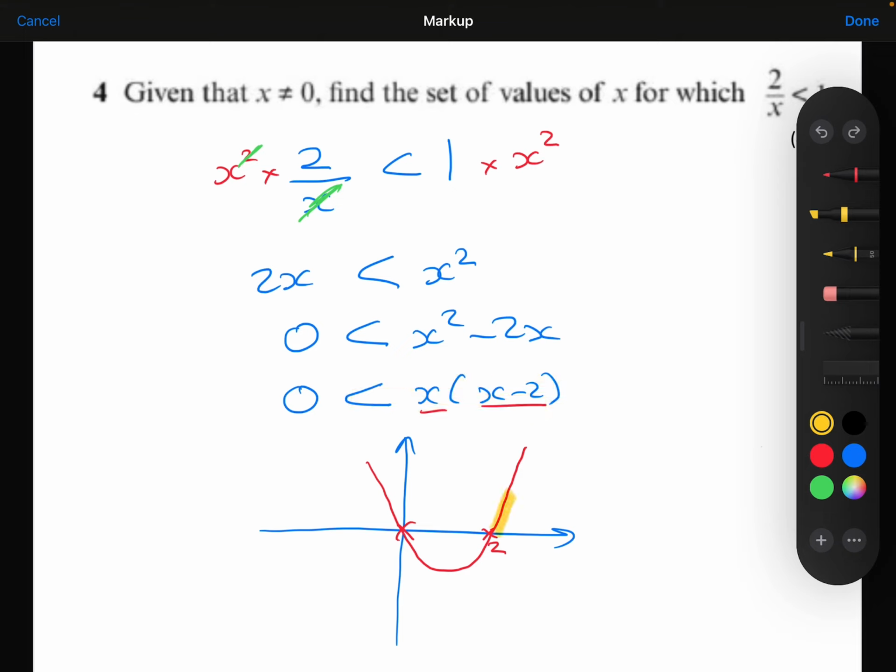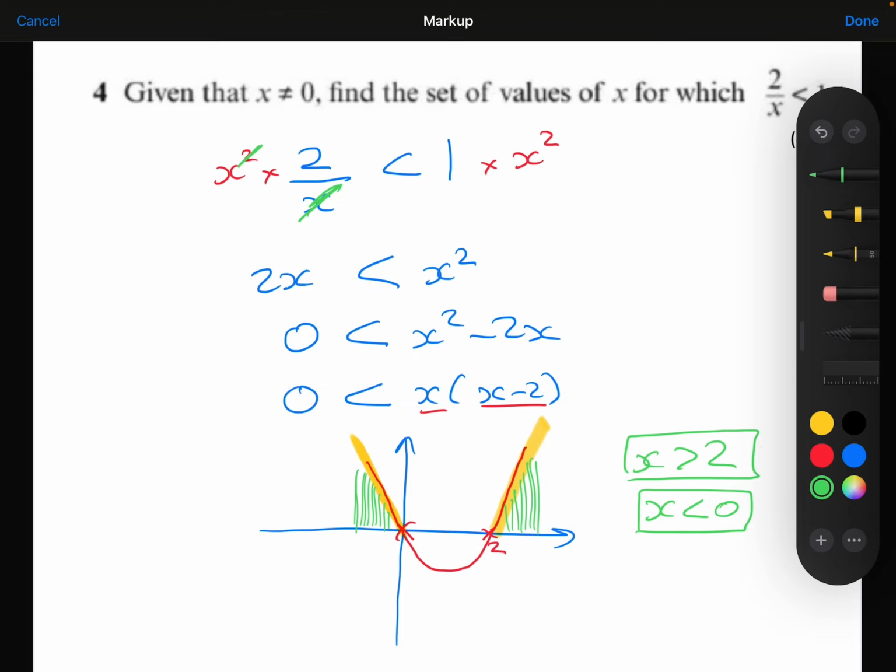Well, it's greater than 0 here and here. So all of the x values here are where x is greater than 2. And all of the x values here are where x is less than 0. So x has to be greater than 2, or x has to be less than 0.